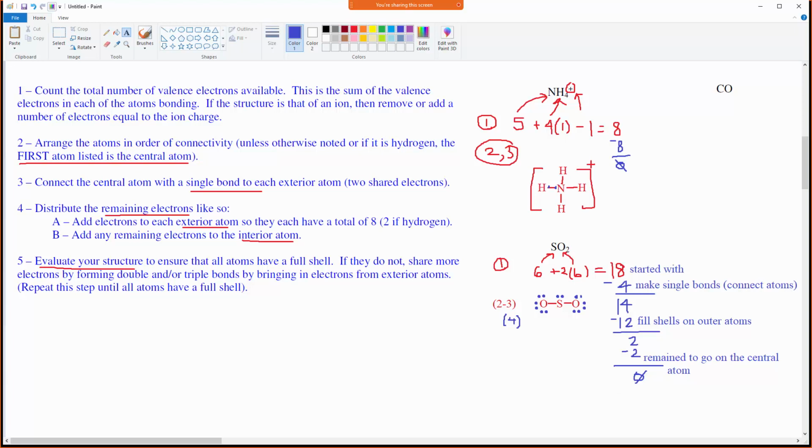Okay, oh, we're not done. We're not done, Nicole, because we got all the way here, and now we've done step 4B, so now we have to evaluate the structure. And we say, does everybody have 8 electrons?